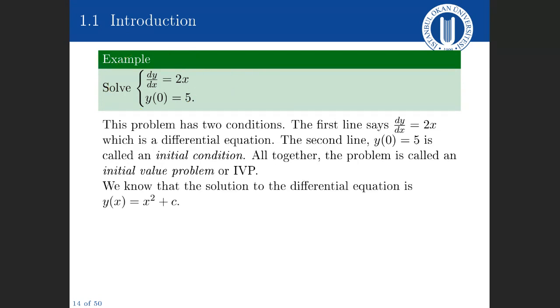We've already solved a differential equation in the previous example. We already know that y is equal to x squared plus c for some constant satisfies the first part of this problem. To solve the whole problem, we need to find the value of c such that y of 0 is equal to 5.